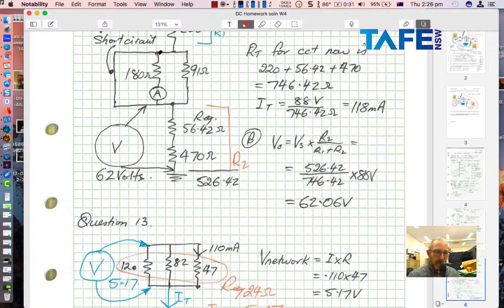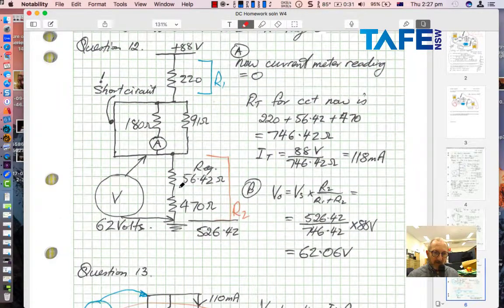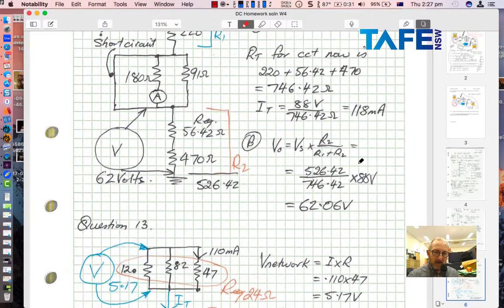Regardless, you know pretty well where I've put that short. You just have to, for this next question, say that the ammeter had no resistance. It's a perfect ammeter, and then that network comes down to 0 ohms. So we're only left with the 220 ohms, 56.42, and the 470, which gave me 746.42 ohms and 118 milliamps. Lower resistance, higher current.